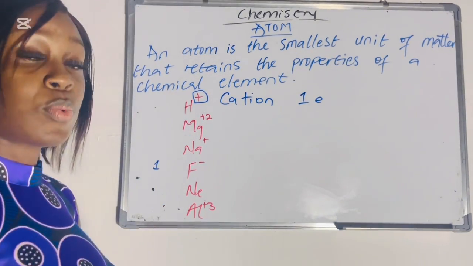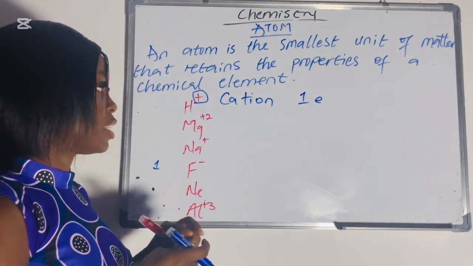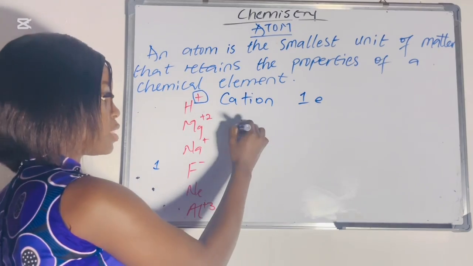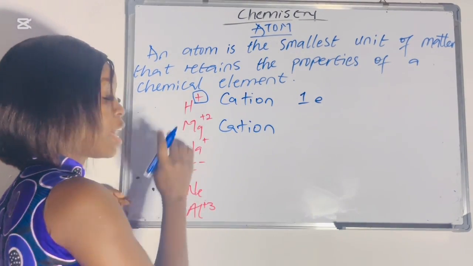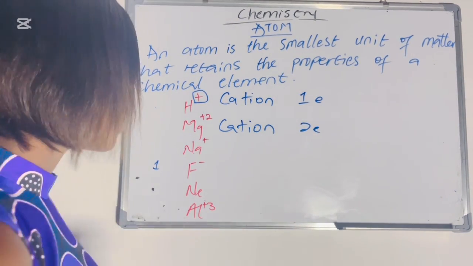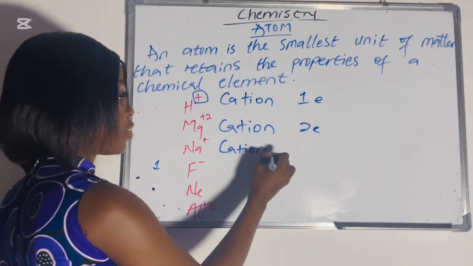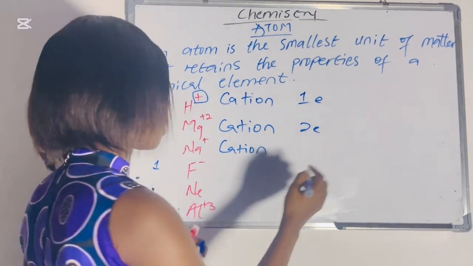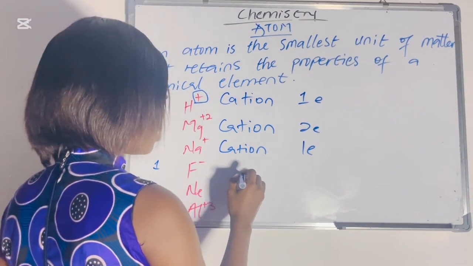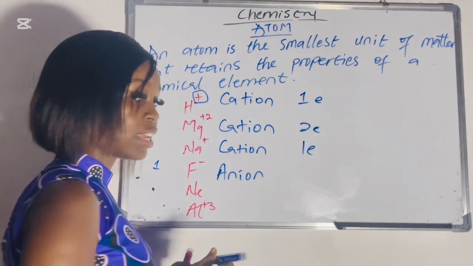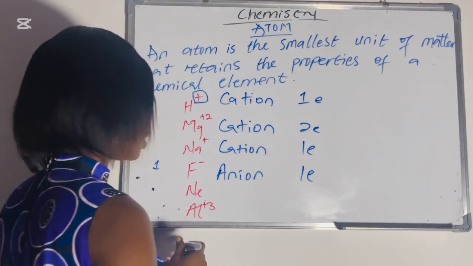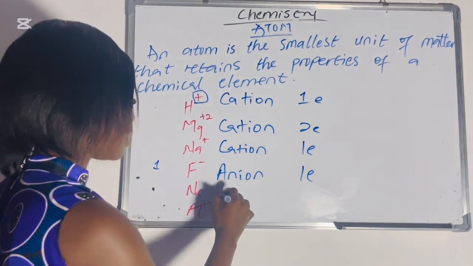Then the second one, we have what? Magnesium. And then, is it a cation or an anion? I've already given you the answer, it is an ion. So we have plus. That makes it a what? Cation. How many electrons is it giving out? 2 electrons. The third one, cation. Ooh, it's like we have all cations here. How many electrons is it giving out? 1 electron. The fourth one, ooh, finally, we have what? Anion. How many electrons did it take in? It borrowed 1 electron.